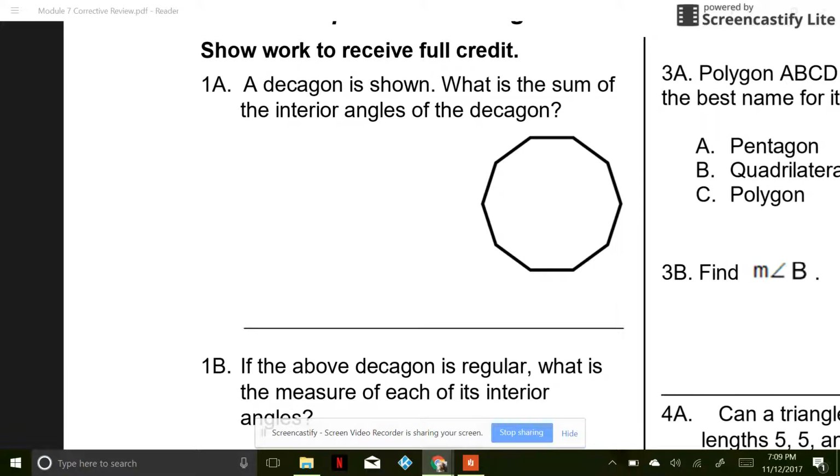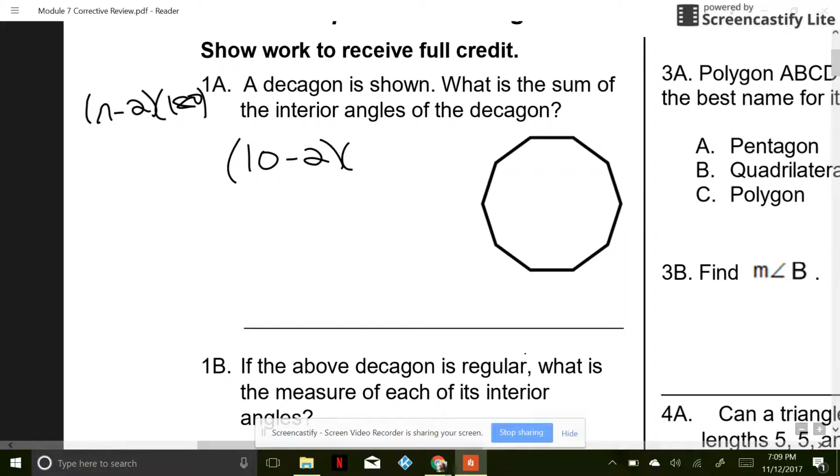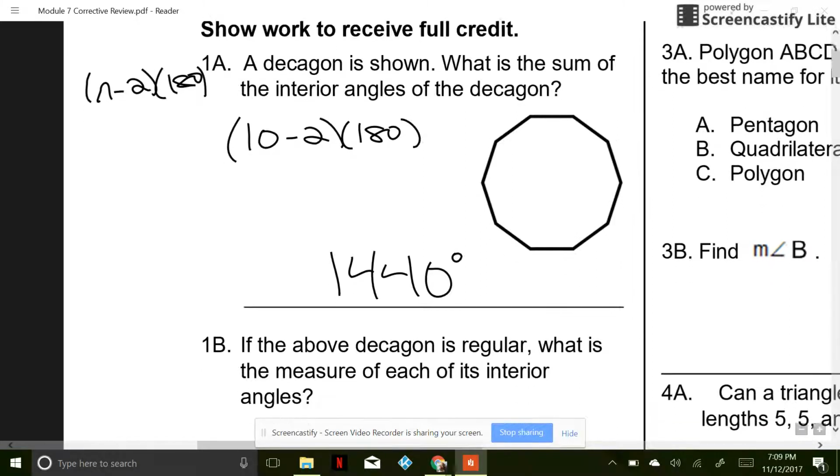The formula for the sum of the interior angles is (n minus 2) times 180, where n represents the number of sides. To find that for this one, we'll take the number of sides, 10 minus 2, times 180. So that means take 8 times 180, plug it into your calculator. You should get 1440 degrees.